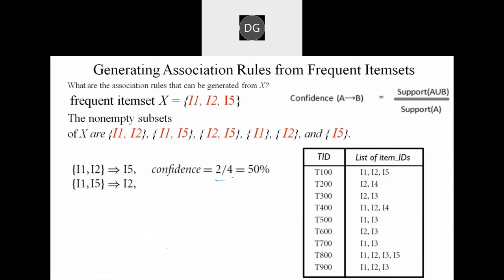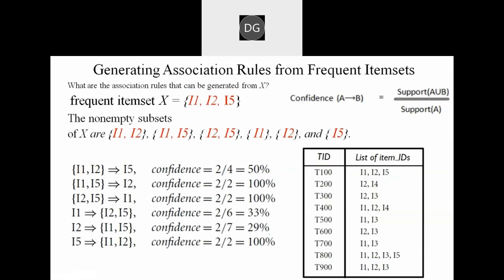So the entire transaction we have to check. See, 2 means item 1 and item 2 and item 5: how many of them purchased? 1, item 1, item 2, item 5; 2. This is the 2 value. 4 means how many of them purchased item 1 and 2? 1, 2, 3, 4. That is what 2 by 4 is. So there is a 50% chance that whoever has purchased item 1 and 2 will buy item 5. Likewise, we have to perform this for all the combinations.